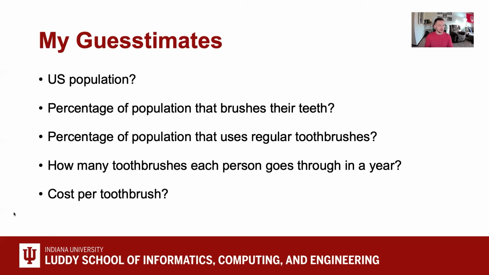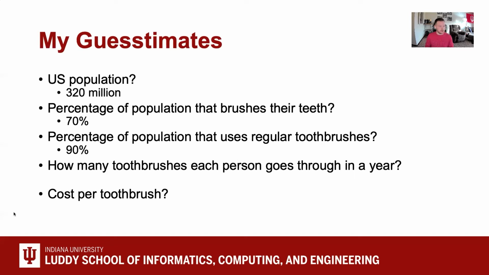So my guesstimates: U.S. population, I guess about 320 million or so. Make it an easy round number. Percentage of the population that brushes their teeth, I guessed about 70%. A little more than maybe there is, maybe less. I'm not sure. Percentage of the population using regular toothbrushes, maybe I went a little high. I went 90. I don't know how many people use electric toothbrushes, but I just went 90. And just like I said, it's my guess.